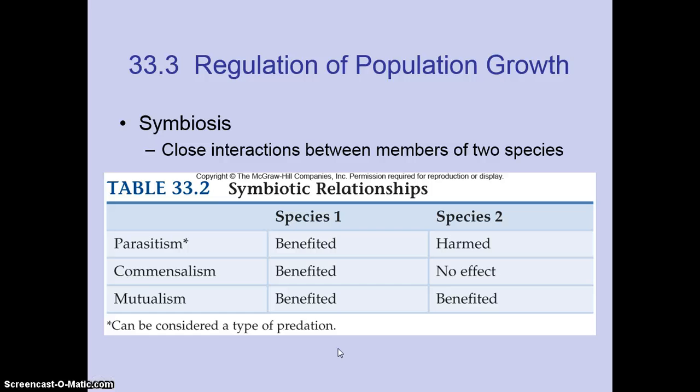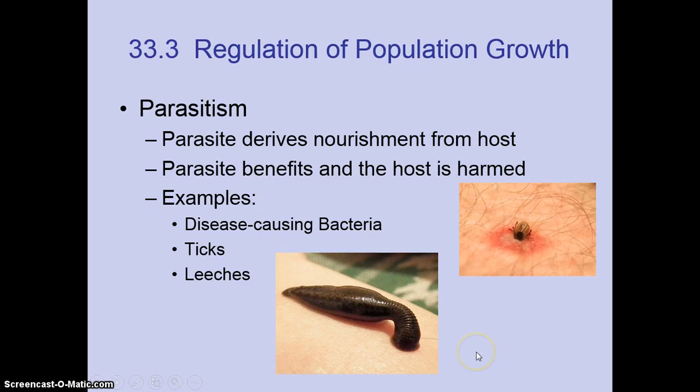Look at the different types of symbiosis. Symbiosis is a close interaction between two members of two different species. Parasitism can be considered a type of predation. So parasitism is when one is benefited and the other is harmed. Commensalism is when one is benefited and the other has no effect, so it doesn't harm or help. Mutualism is when both species are benefited. So let's take a look at each one of those.